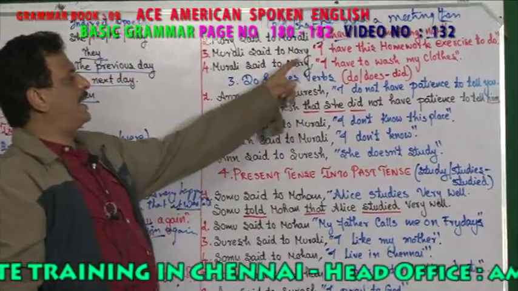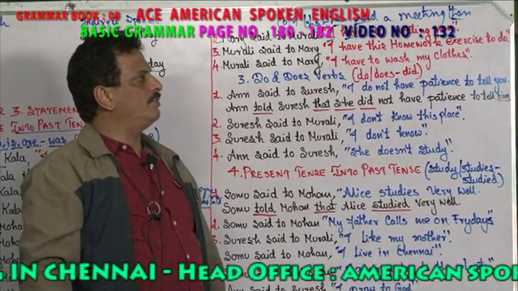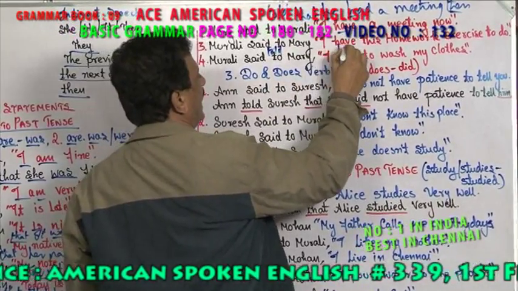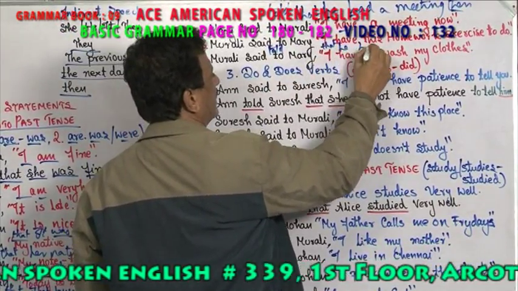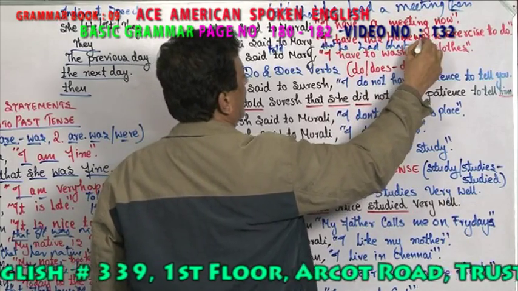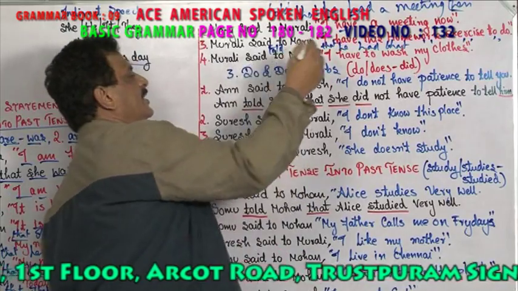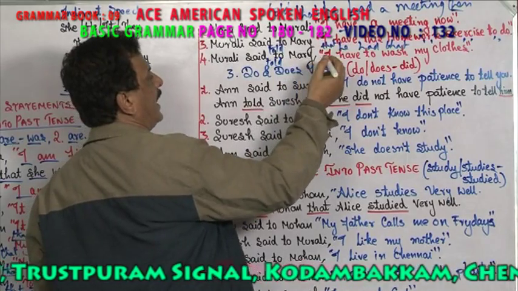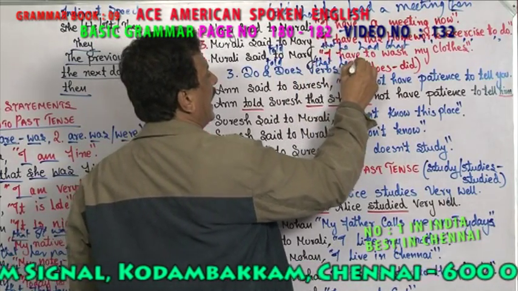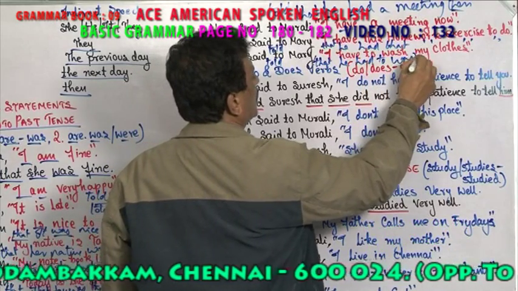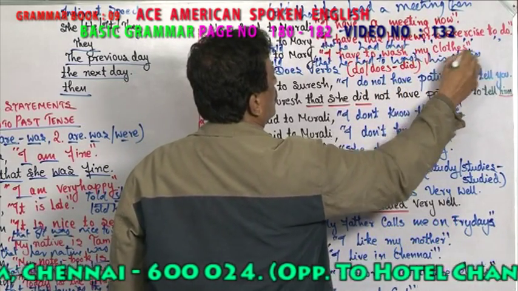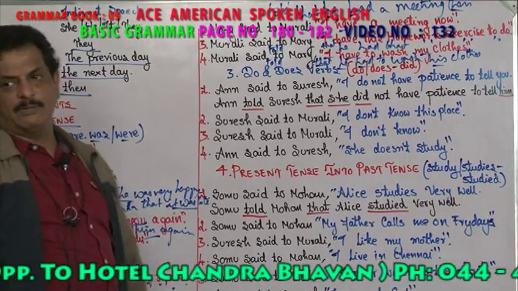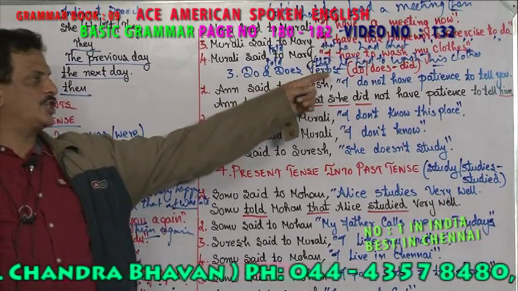So, Murali said to Mary, I have this homework exercise to do. So, Murali told Mary that he had that homework exercise to do. You have to add that. Murali said to Mary, I have to wash my clothes. How does it change? Murali told Mary that he had to wash his clothes. My clothes changes into his clothes. Have changes into had. I changes into he. That is added. Able to understand, sir? Are you clear?